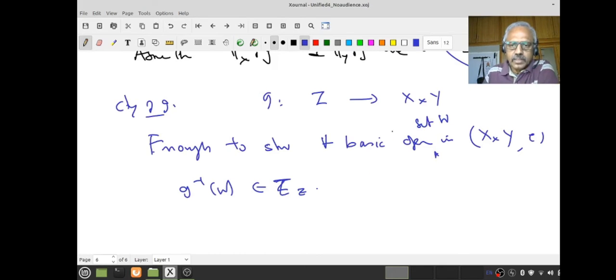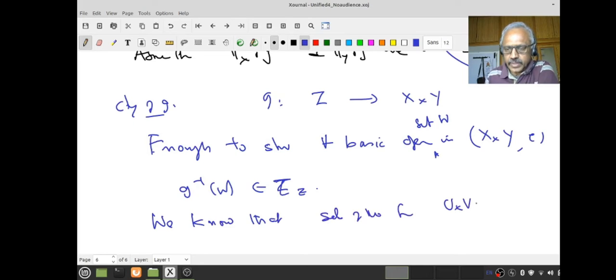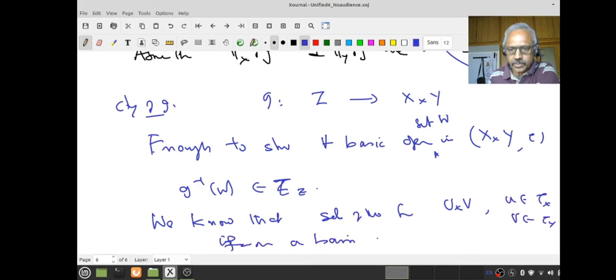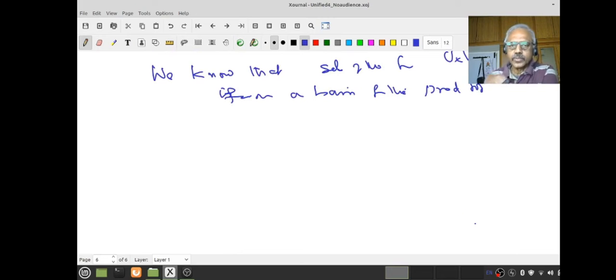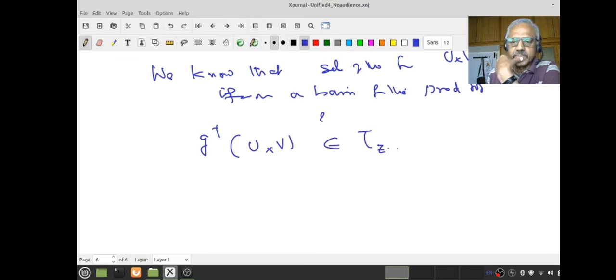But what do the basic open sets of X cross Y look like? That is what we did in the second lecture. We know that sets of the form U cross V, where U is in tau X and V is in tau Y, form a basis for the product topology, right? Therefore, we have to look at G inverse of U cross V, whether this is open in tau Z. Have you understood? Pause, review, proceed.